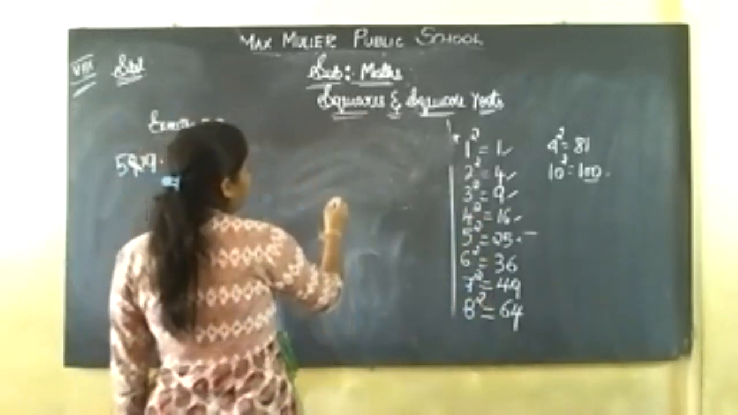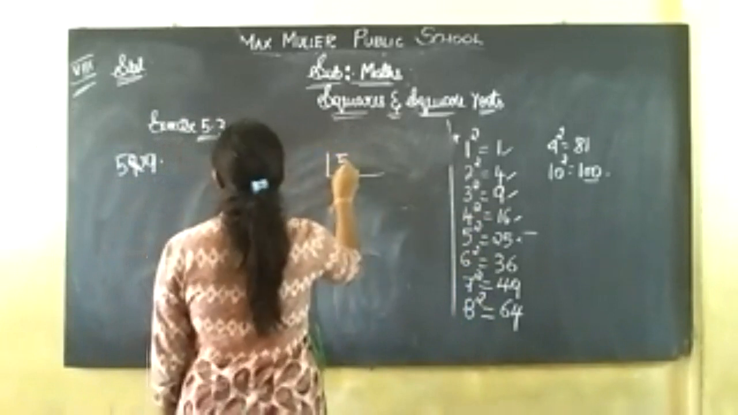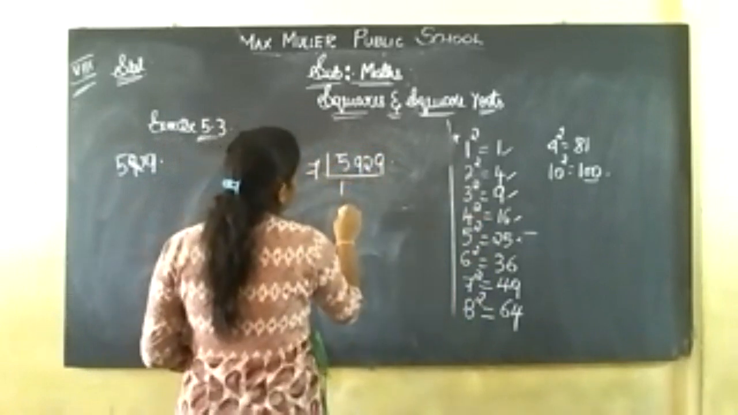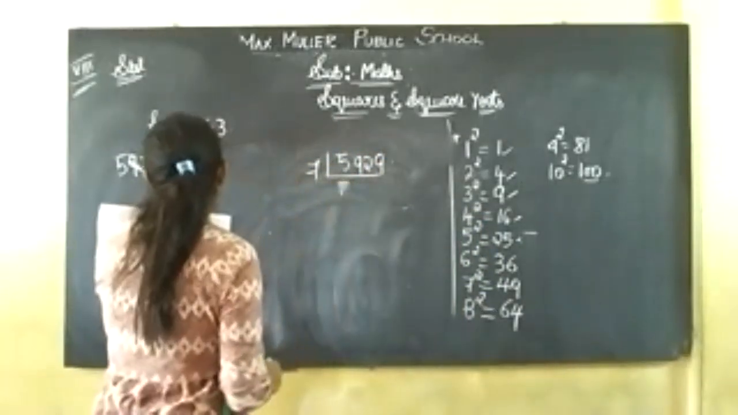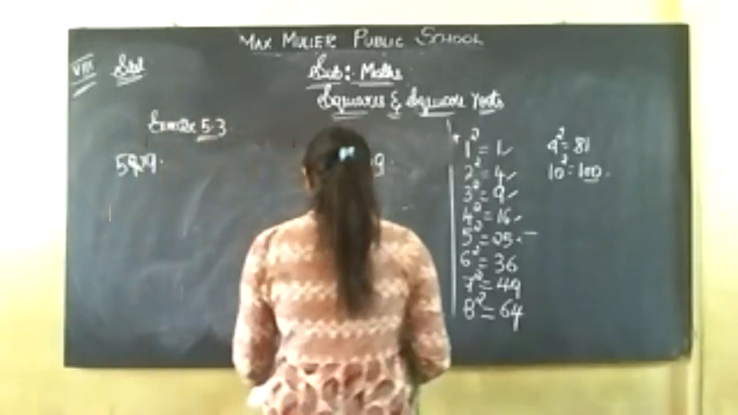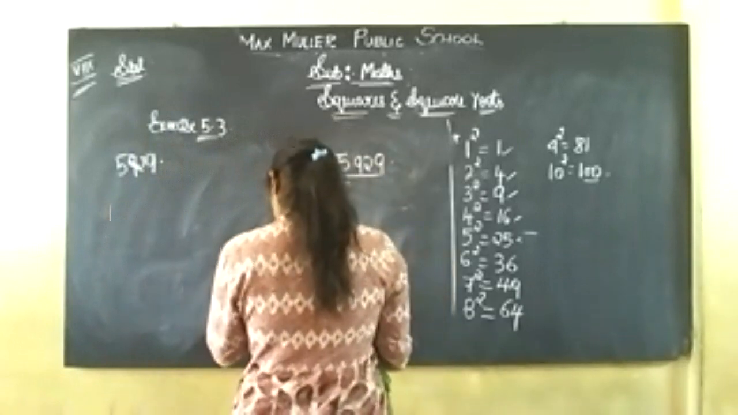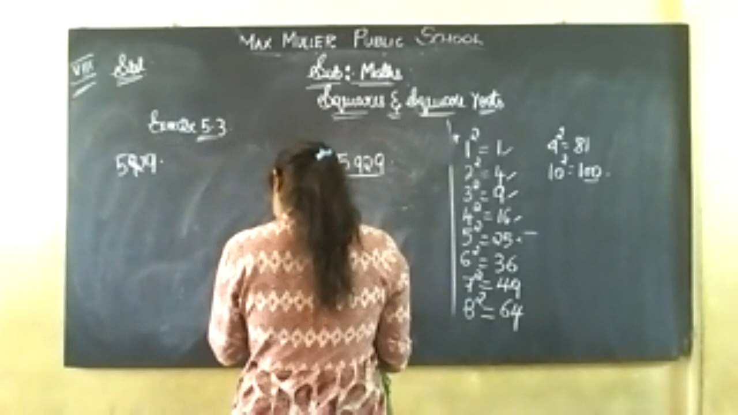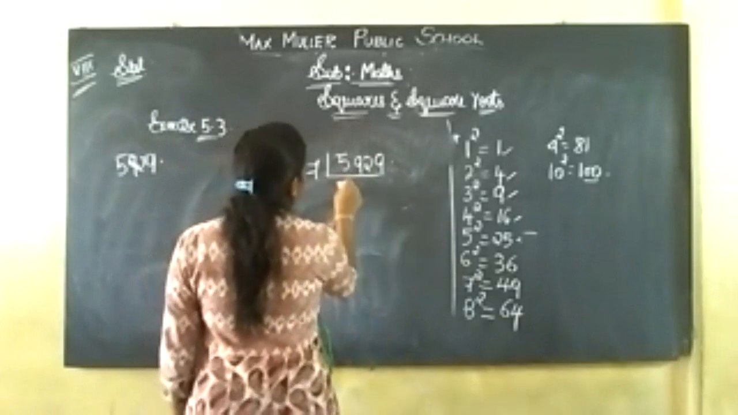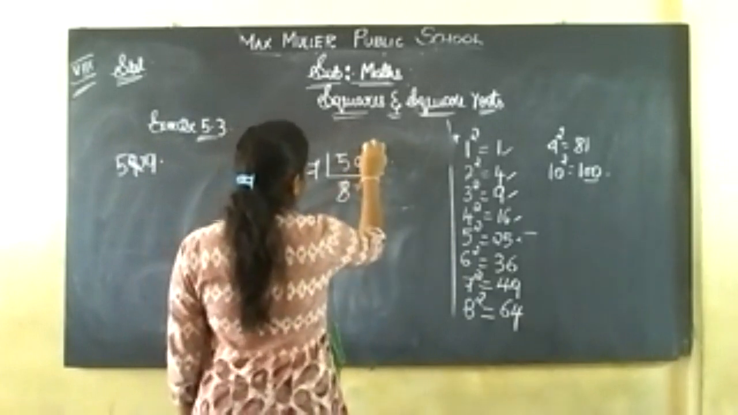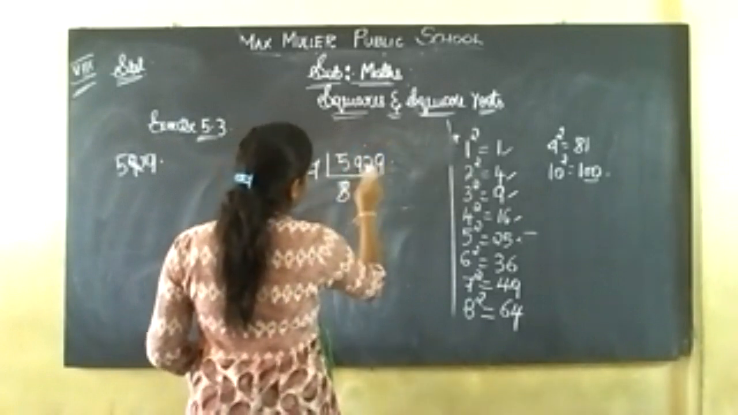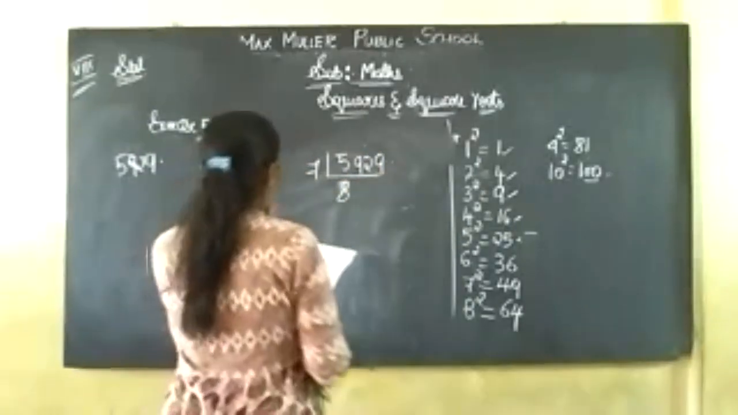49, that is for the 7 table, it comes. So go for 49. Sorry, 7. 7 ones are 7. No, one number you can't take. You have to choose two numbers. 7 sevens are 49. 7 eights are 56, 57, 58, 59. 7 nines are 63.